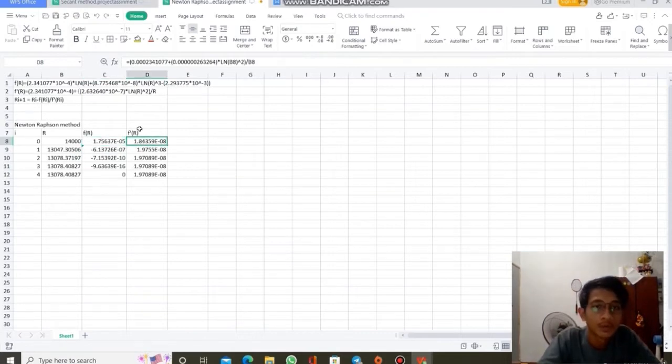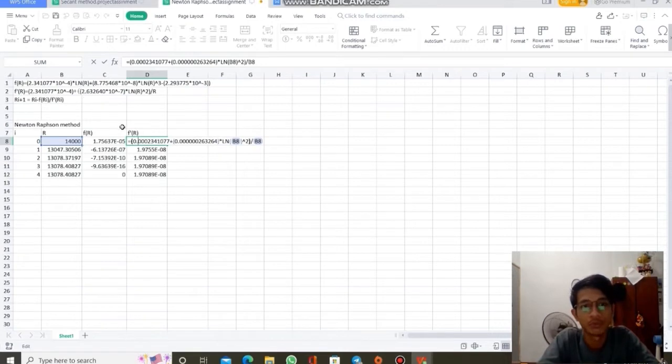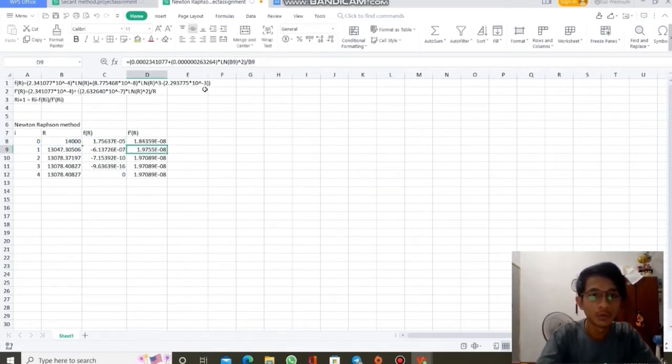Okay, for F inverse R, also insert with the same equation. We just replace value R in the equation. So we get 2.341077 times 10 power of negative 4 plus 2.632640 times 10 power of negative 7 times ln, insert value R 14,000 power of 2, divided by R 14,000. So we get the value here.